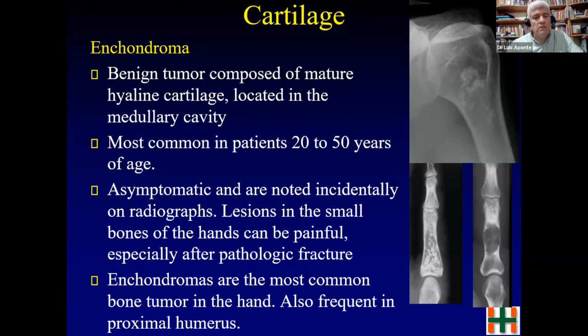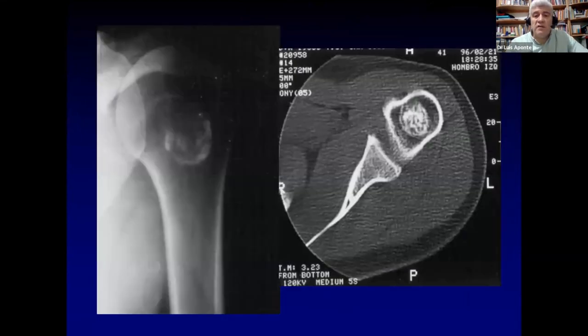The enchondroma is the most frequent; it's very rare, in our series we have only 3 chondrosarcomas in the hand. And it's very frequent in the proximal humerus. And what is the characteristic that tells you it's benign in the long bones, except in the hand? The lesion never has erosion of the cortex. You can see, we're not going to perform any biopsy in these cases because it's really far away from the cortex, no erosion, no pain. Usually it's asymptomatic.